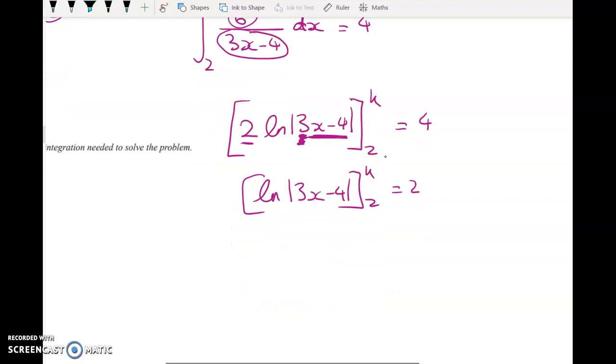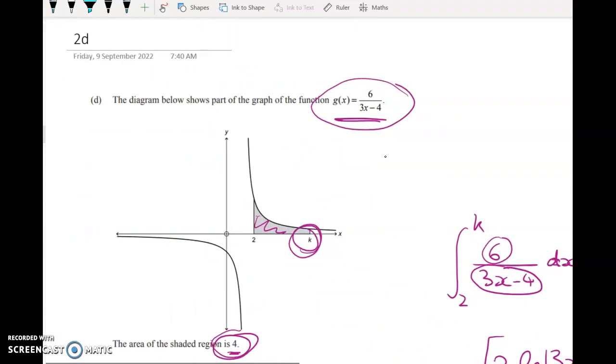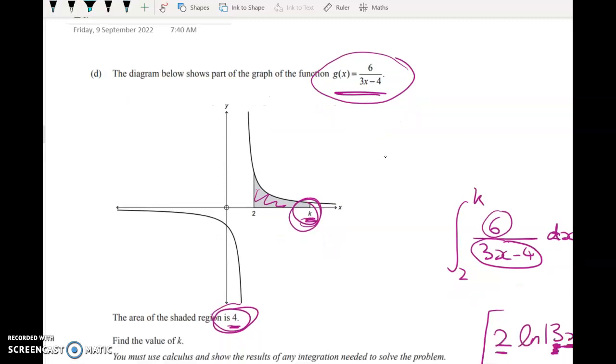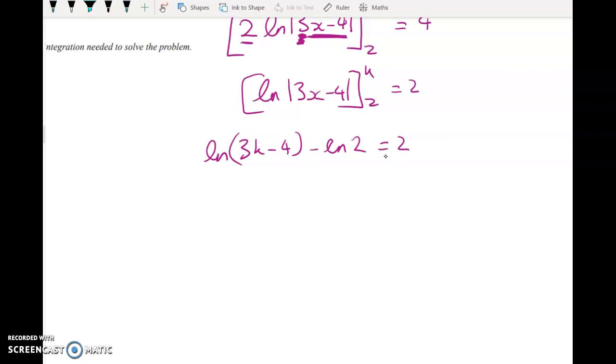So dividing through by 2 on both sides, and then I get the natural log of 3k minus 4 minus the natural log of 6 minus 4, which is 2, is equal to 2. Now someone's going to ask me how I know that I can drop the absolute value signs. Well, looking up here, we know that k is bigger than 2, right? So you don't really have to think this through this hard, but k's got to be bigger than 2, which means that 3k's got to be bigger than 6, so this is always going to be positive anyway.